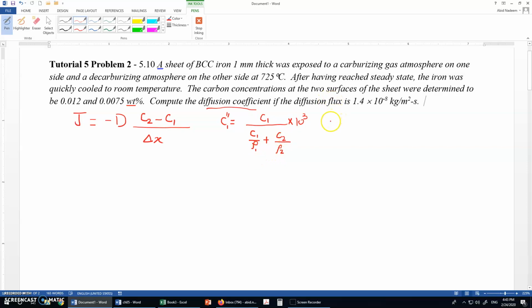So rho 1 is the density of carbon. From the tables or the internet, we can find that carbon has a density of 2.25 gram per cubic centimeter, and iron has a density of 7.87 gram per cubic centimeter. So we can input these values over here.